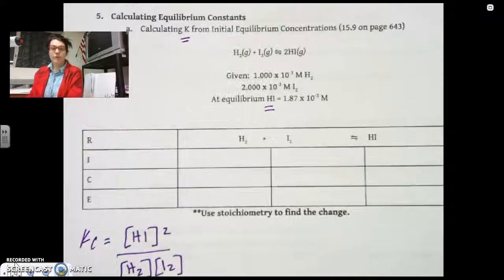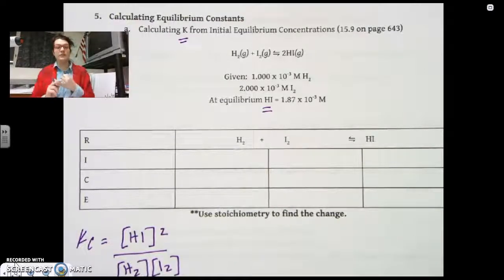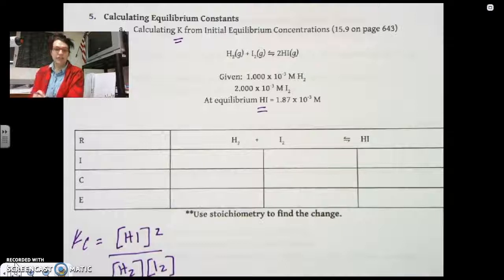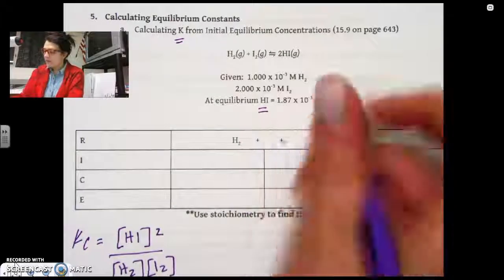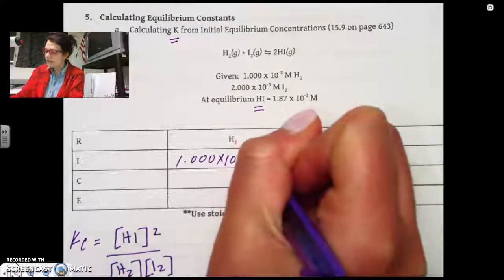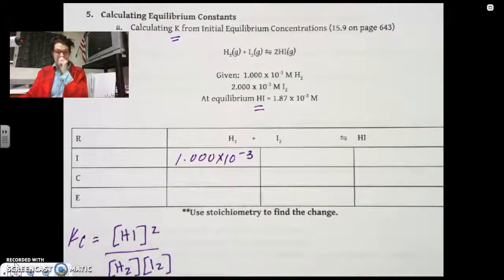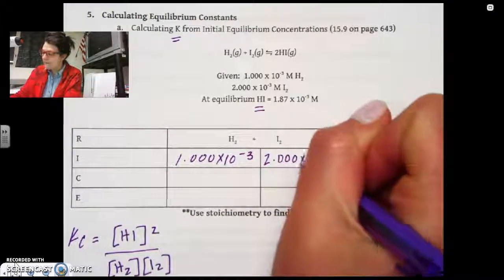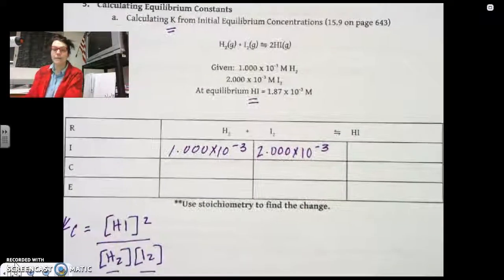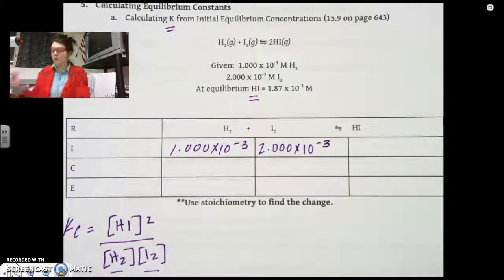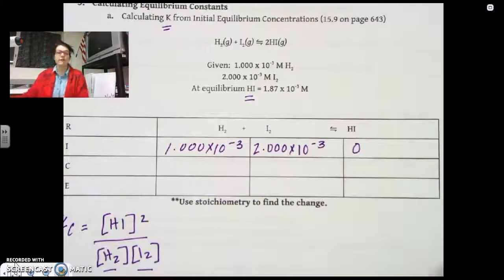Okay, so your RICE table: reaction, initial, change, and then what we have at equilibrium. Okay, so our givens. Initially we are given H2 is 1.000 times 10 to the negative third concentration, okay? Initially, we are given 2.000 times 10 to the negative third of I2. And since this is initially, the reaction hasn't even started yet, which means we have 0 molar of HI.